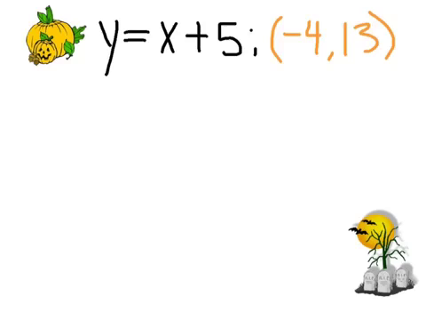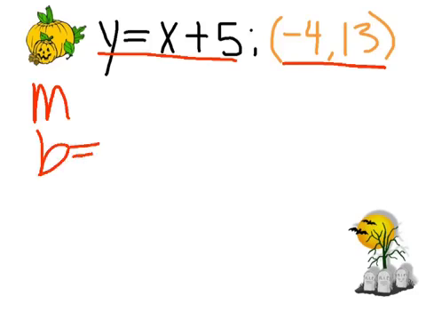Alright, example 1, y equals x plus 5, and our point is negative 4, 13. We're going to try and find a line that is parallel to this line and that goes through this point. So we need to find our slope and our y-intercept of our new line. If the lines are parallel, what's going to be the slope of our new line? It's going to be the same. What's the slope of this line? It's just 1, right? So our slope is going to be 1.